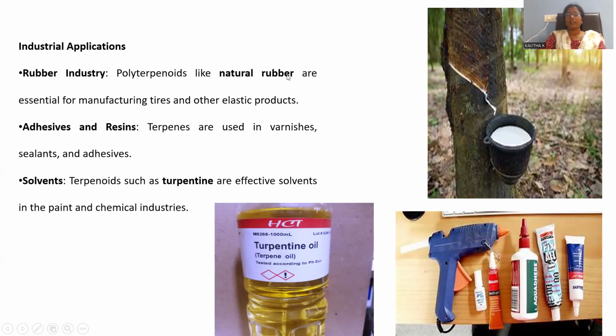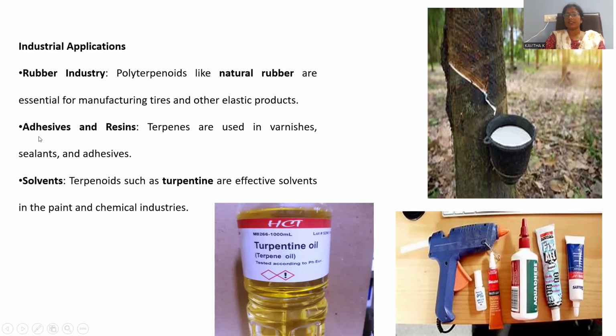So natural rubber is purely made up of what? Isoprene units only. Polyisoprene is the composition. It is a polymer made up of isoprene units, so it has the property for tire manufacturing and also for elastic materials. Rubbers are also made from this kind of natural rubber.